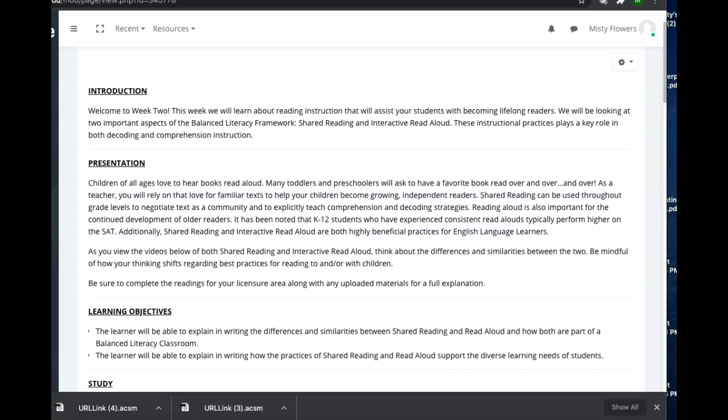Now I want to talk about interactive read aloud. On page 283, in chapter 12, Fountas and Pinnell talk about interactive read aloud. At all grade levels, students need to listen to and comprehend age-appropriate texts in a mix of genres and increasingly complex text.